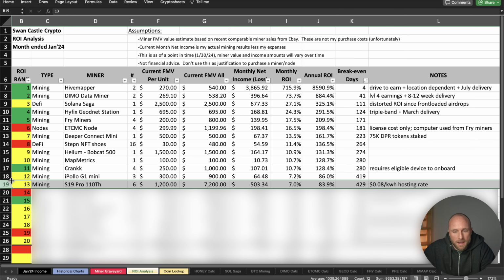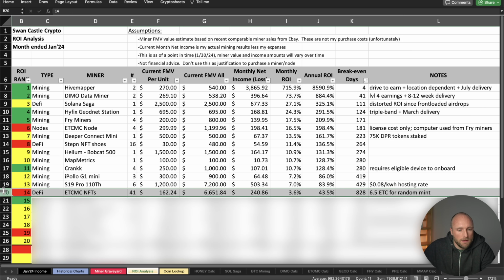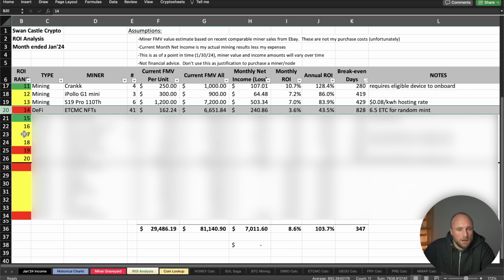Number 13 are my Bitcoin miners. As we are approaching the halving, we're going to need some substantial increase in Bitcoin price, like we mentioned earlier, to keep these profitable. So I have these marked as yellow at this point. ETCMC NFTs, I would stay away from these NFTs at this point.